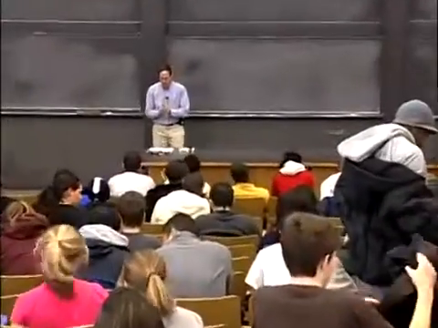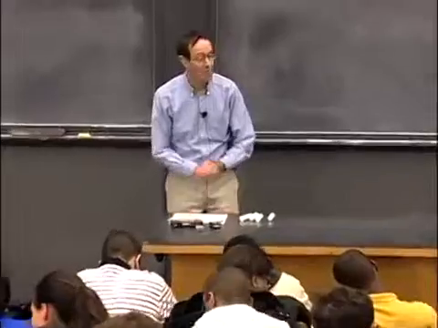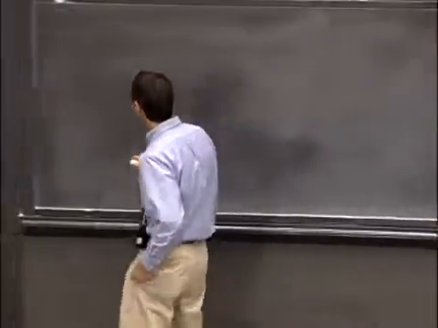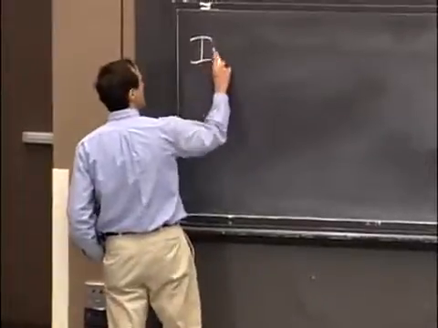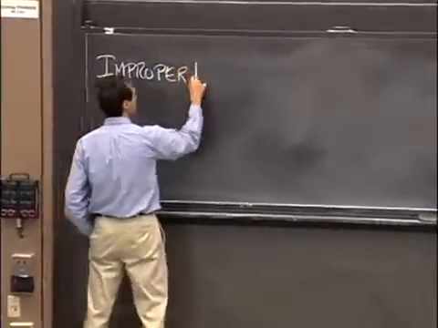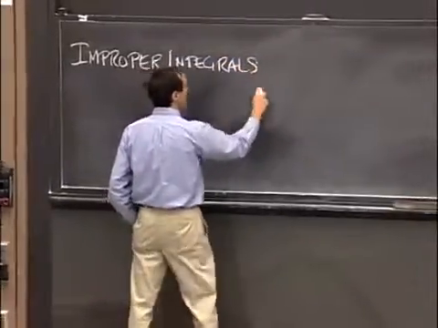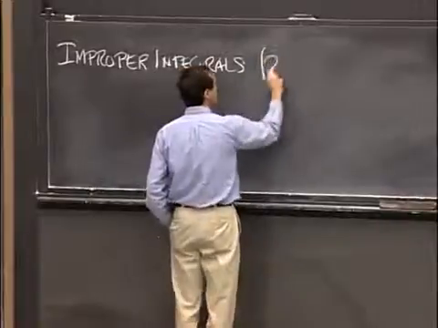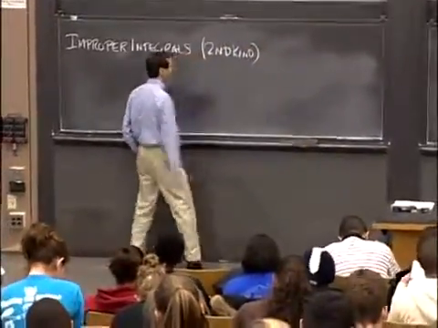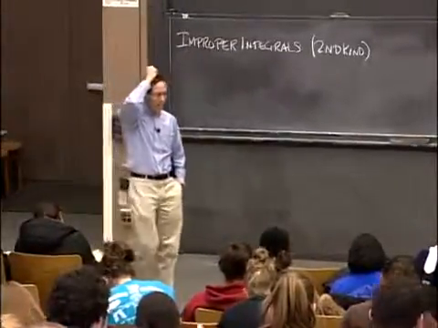Today we're continuing with improper integrals. I still have a little bit more to tell you about them. What we were discussing at the very end of last time was improper integrals of the second kind. By second kind, I mean that they have a singularity at a finite place.